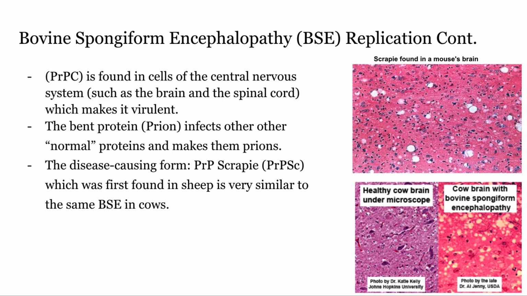As you can see, scrapie up here is what's found in a mouse's brain, and it's part of that TSE family, that spongiform family, and it gets its name from the kind of sponge-like holes it makes in the brain. It just degrades the brain tissue. And here on the bottom left, you can see what a healthy cow brain is supposed to look like, and here is what a cow brain looks like when it has bovine spongiform encephalopathy.